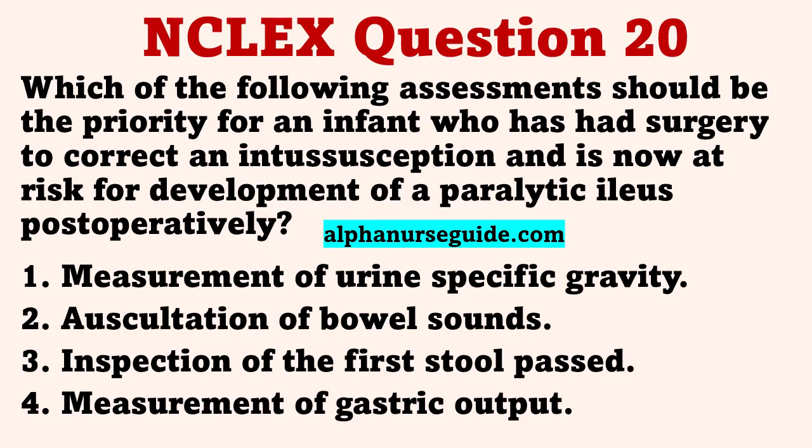The correct answer is 2. Development of a paralytic ileus postoperatively is a functional obstruction of the bowel. Bowel sounds initially may be hyperactive, but then they diminish and cease. Measurement of urine specific gravity provides information about fluid and electrolyte status. The first stool and the amount of gastric output provide information about the return of gastric function.